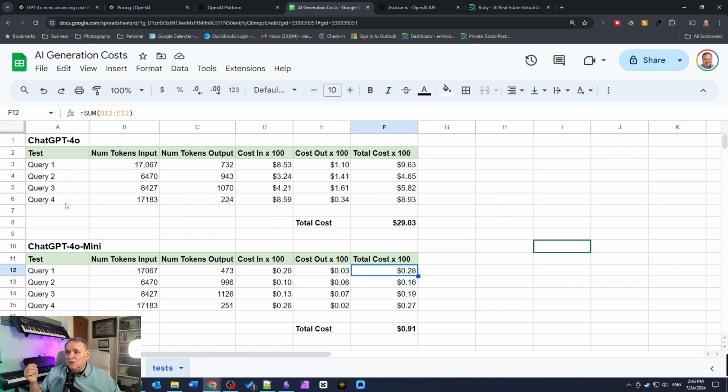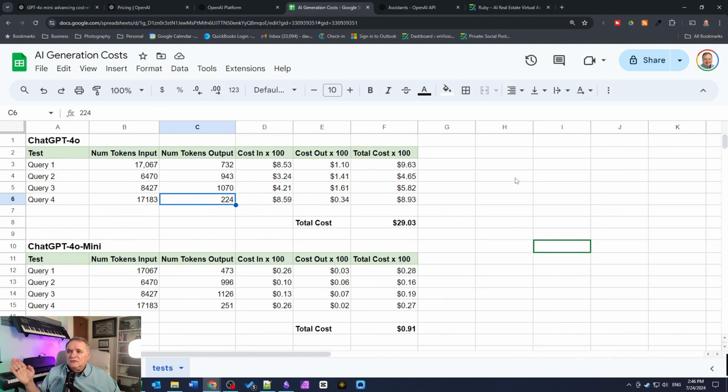So I ran 3 other queries. In these cases, 4o Mini returned a little bit larger response than 4o did. Is that significant? Not really. If I ran this again, I'd get a different number. But it's similar. I guess that's the point I want to make.